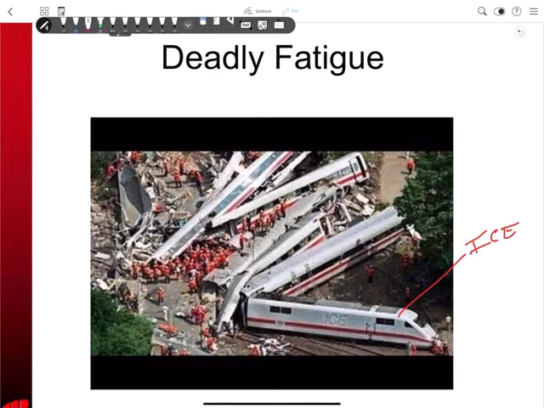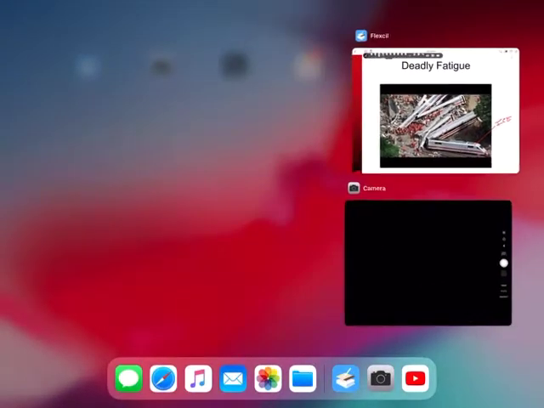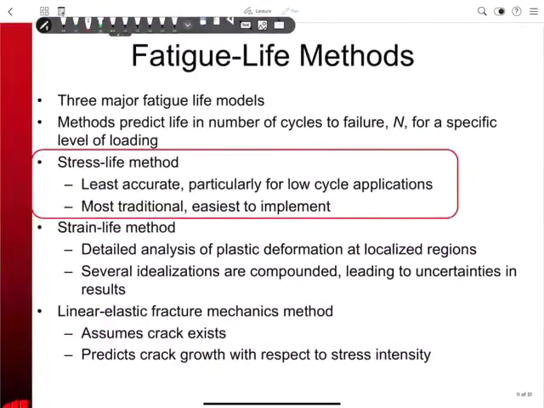More people die. In fact, I'm going to show my face for this. More people die due to fatigue failures than any other kind of engineering or component failure, right? So fatigue is literally deadly. That's why I think it's such an important thing to talk about. All right, so fatigue life methods. How are we going to study this?